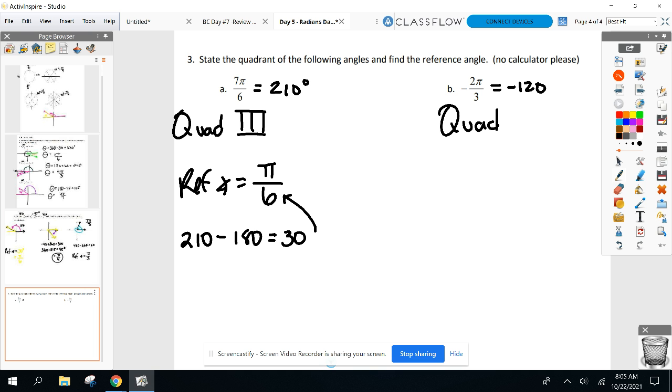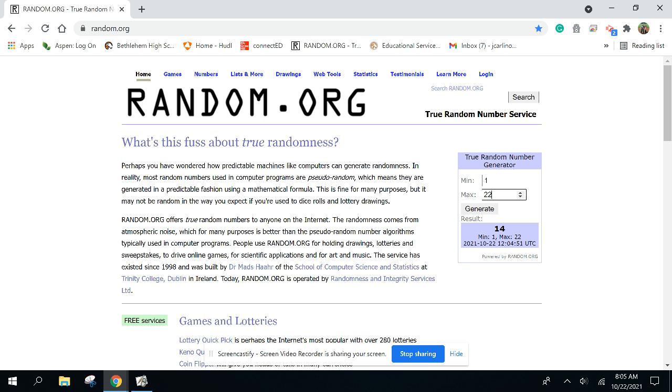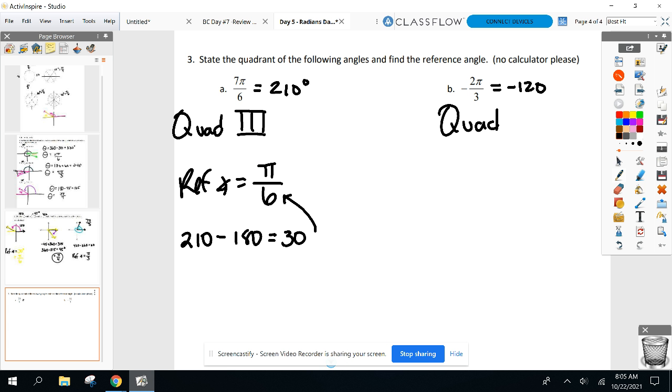Be careful now. Negative 120. Where are you at? Negative 120. What quadrant? Negative 120. Don't even think about getting it wrong. Quadrant 3. Yep.